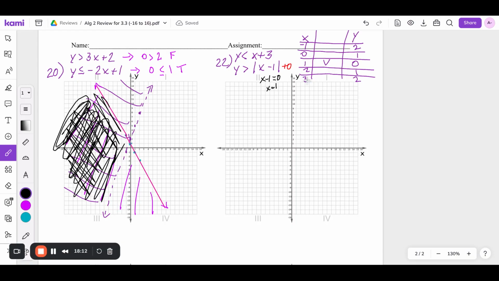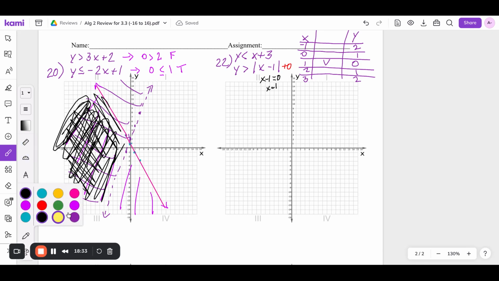Then you pick two values to the left of 1, two values to the right of 1. You substitute these values into the original absolute value to get what the y value equals. So if I put a 3 in here, 3 minus 1 is 2. Absolute value of 2 is 2. Okay. All right, let's graph the first one.